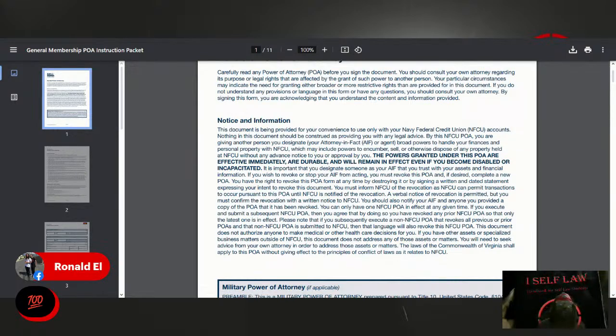Get you a power of attorney. They got free resources like legaltemplates.net. Send in the CFO. Why do you send in the CFO? Because you have to revoke his power of attorney.